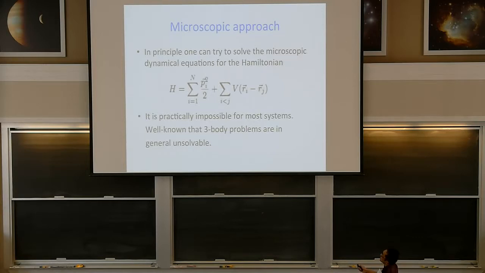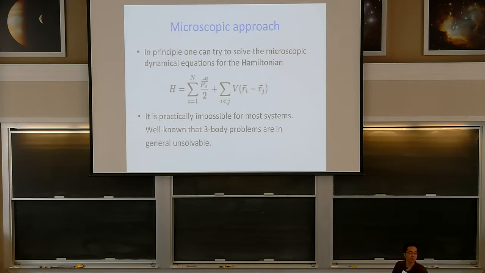So basically, the Hamiltonian is expected to be given in this form. I'm assuming that all particles have the same mass 1. This is the kinetic energy, and this is the potential energy, which depends just on the difference of the positions of two particles, i and j. So is this okay? This is the kinetic energy of each particle, and this is the interaction term. I hope it's okay for you.